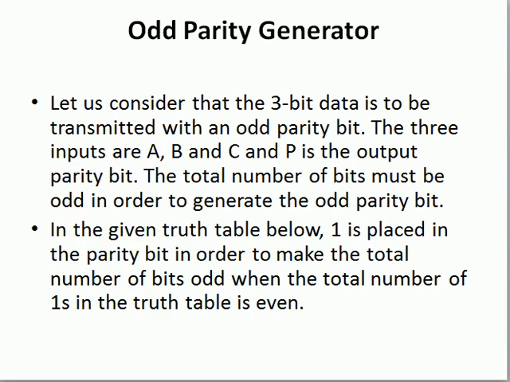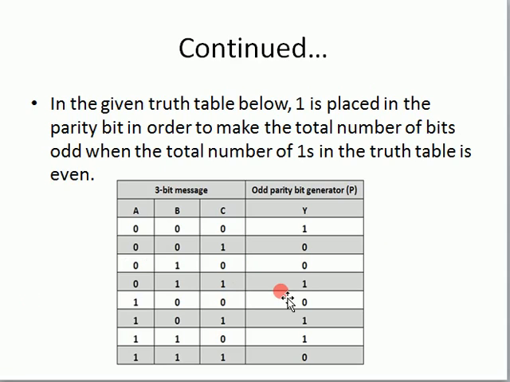The total number of ones must be odd in order to generate the odd parity bit. So in the given truth table, the 1 is placed in the parity bit in order to make the total number of ones odd, when the number of ones in the input is even. First we have 0, 0, 0. There is no 1, so we will have 1 here. By making it 1, now at the input and output side together we have an odd number of ones.